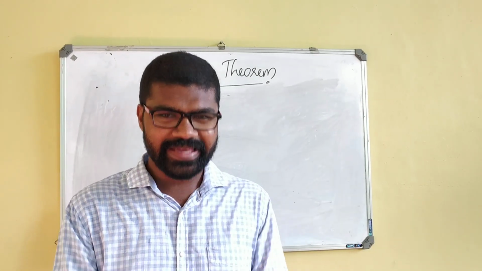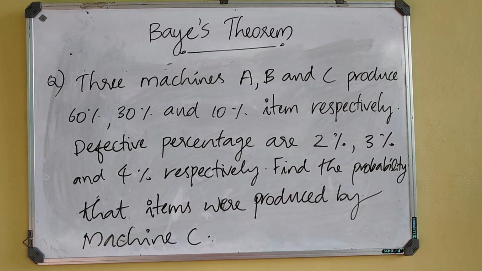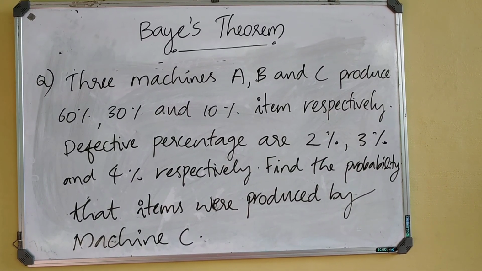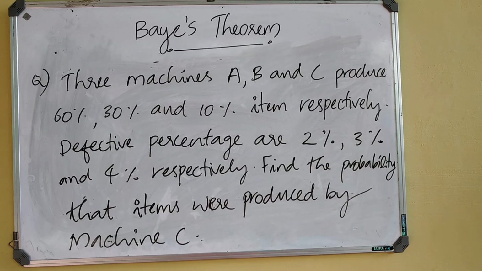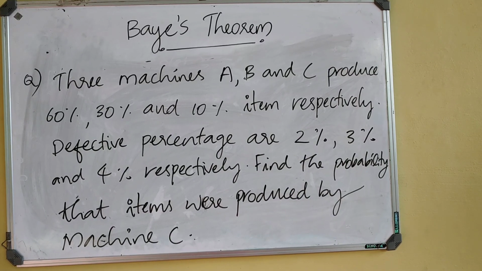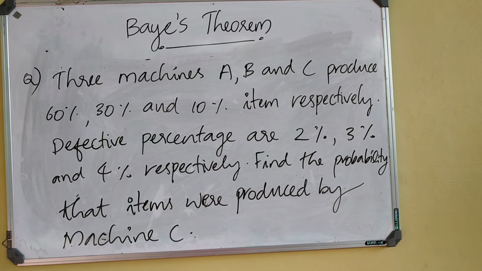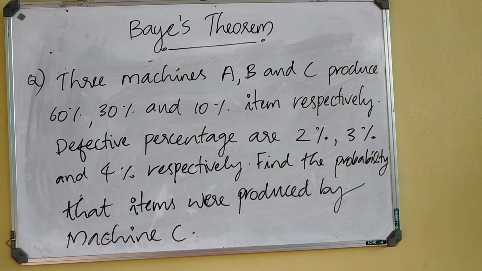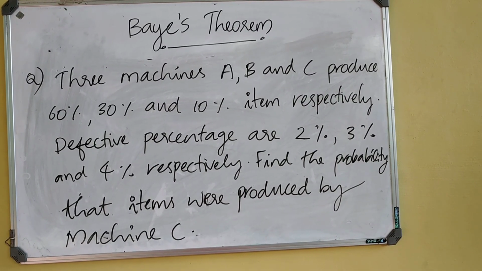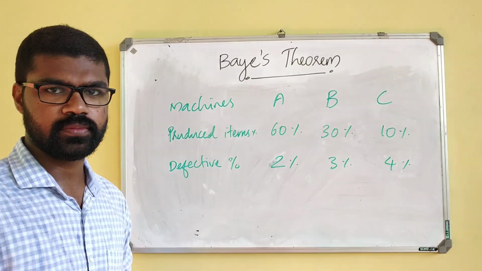So I hope it's clear, and let's do one more example. So we have one more question. Three machines A, B and C produce 60%, 30% and 10% of items respectively. But some products are defective. So the defective percentages are 2%, 3% and 4% respectively for these three machines. Find the probability that a defective item was produced by machine C. So read the question carefully, pause the video, and write the question.